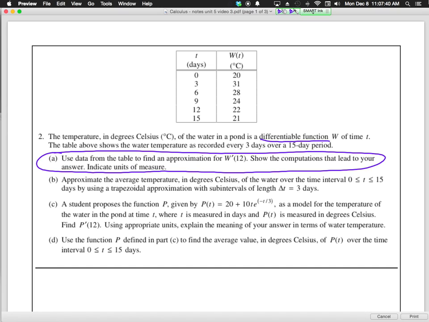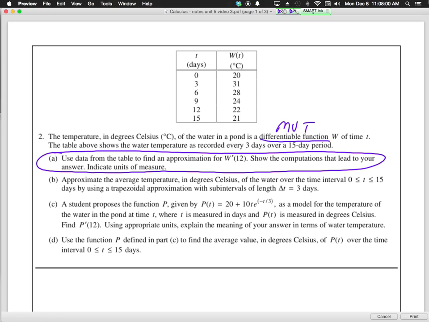It's IROC. MVT. Whenever you see differentiable, you need to think, if I need to use MVT, I can. Okay? So when I see differentiable, I'm going to label it. I can use MVT if I want to. Okay? I'm not going to have to in this problem, but that's something we need to get to.